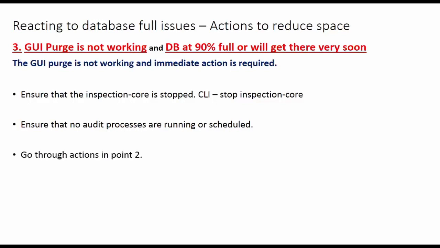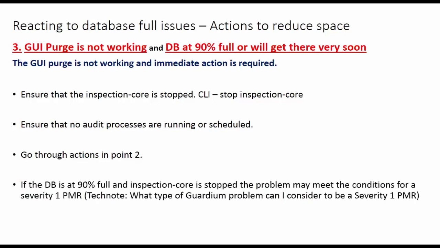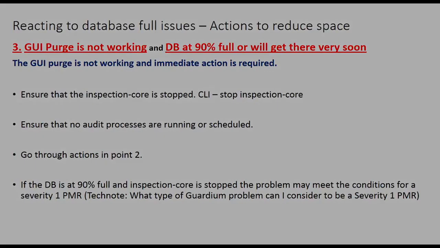Once you've made sure of that, then you can go back to point 2 on the last slide and go through all the troubleshooting steps again, because all the same things will apply there, in case you can take some steps to resolve the issue yourself. And in the case when the database is 90% full, if you need to open a PMR, it might meet the conditions for a Severity 1 PMR if it's a production appliance. So please have a look at that tech note: what type of Guardium problem can I consider to be a Severity 1 PMR?